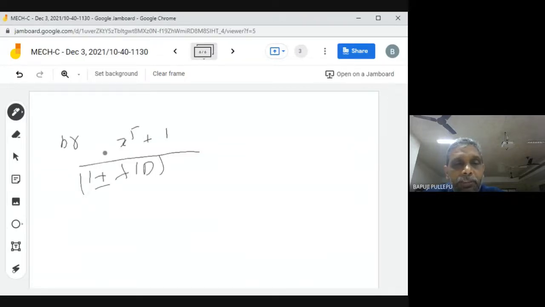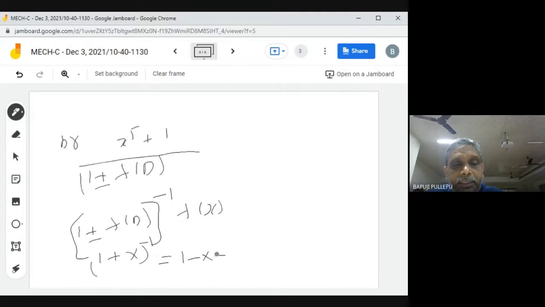So if you bring this to the numerator, it becomes 1 plus or minus f of D whole power minus 1. Plus means plus, minus means minus. This is f of x. For preparing the pi, we have one formula. 1 plus x whole power minus 1: the formula is what? Minus into plus means minus, so alternating plus and minus you will get 1 minus x plus x square minus x cube plus x power 4, and so on. Suppose it is minus: minus into minus is plus, so all are plus.